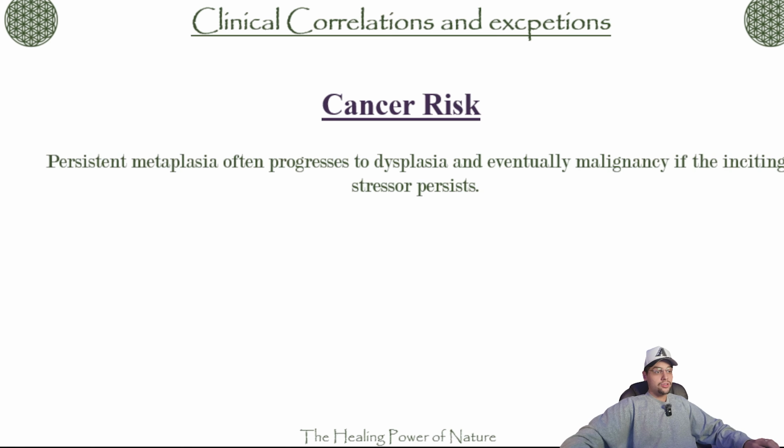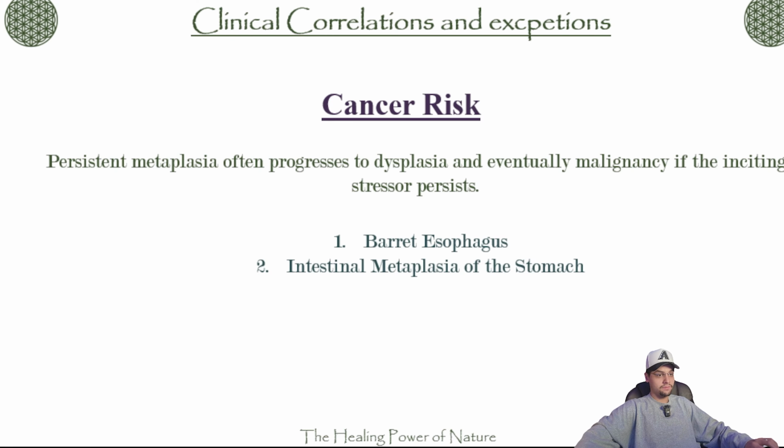Additionally, cancer risk. Persistent metaplasia often progresses to dysplasia and eventually malignancy. You'll notice that there's redundancy in these videos, and it's for a reason. You need to understand these concepts. These are very high yield. Again, a couple examples: Barrett's esophagus, intestinal metaplasia of the stomach. This is associated with adenocarcinoma, though not all cases progress to cancer.